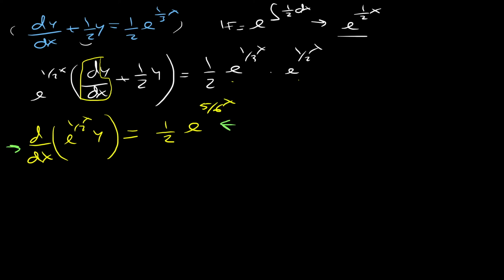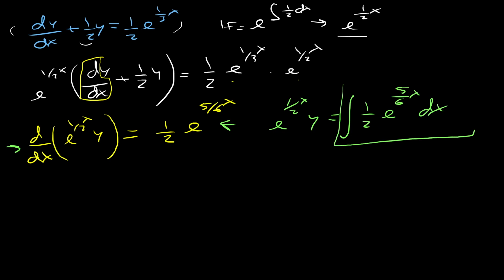And when we do that, we get rid of all the stuff from here, and we get the following. So we have e^(1/2 x) y is equal to, now integrating this part, 5 divided by 6 x dx. So now let's focus our attention on this part. To do this, the first thing we do is get the constant outside, so it's 1/2 and then e^(5/6 x) dx.